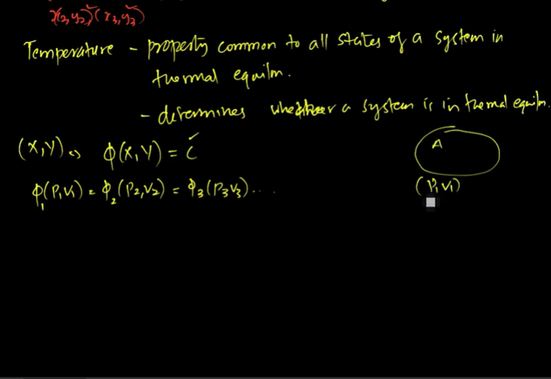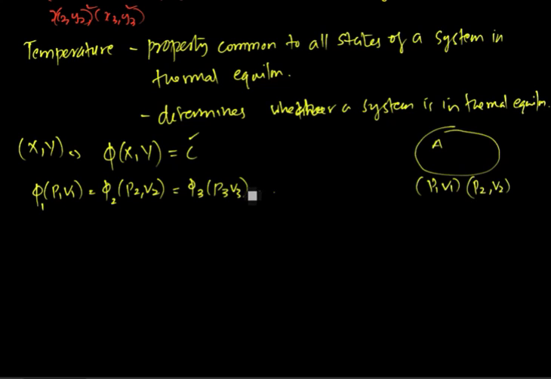And phi 2 of P2 V2 represents the equation of state for the system A when pressure is P2 and the volume is V2. And phi 3 of P3 V3 represents the equation of state of the same system A with pressure P3 and volume V3, and so on.